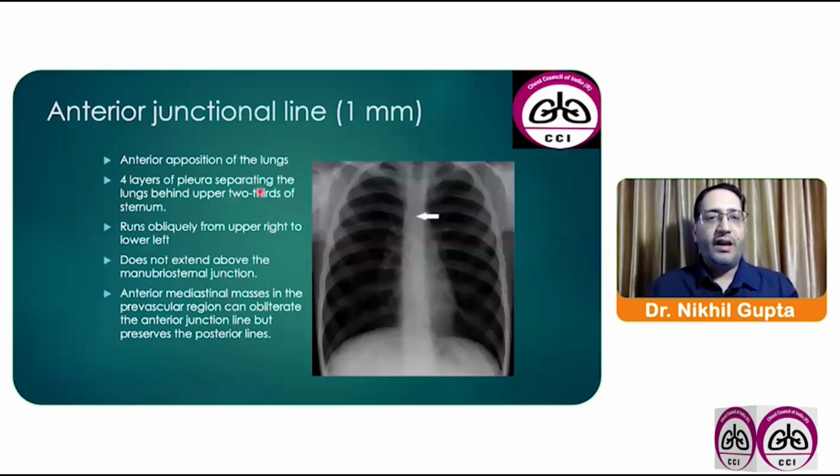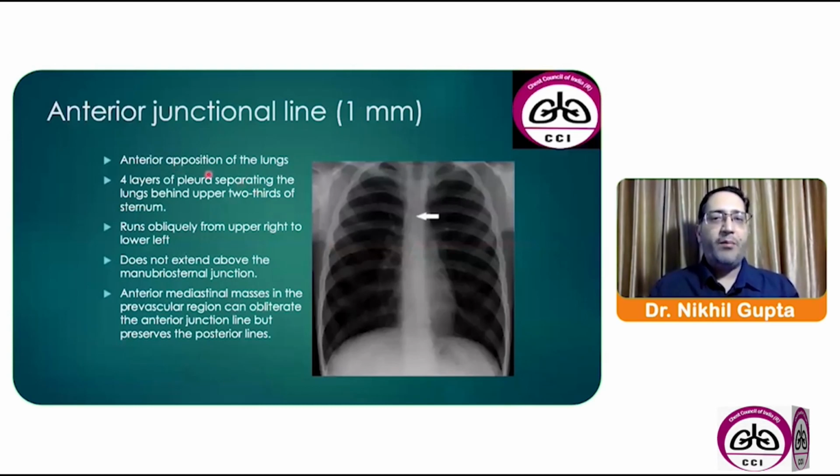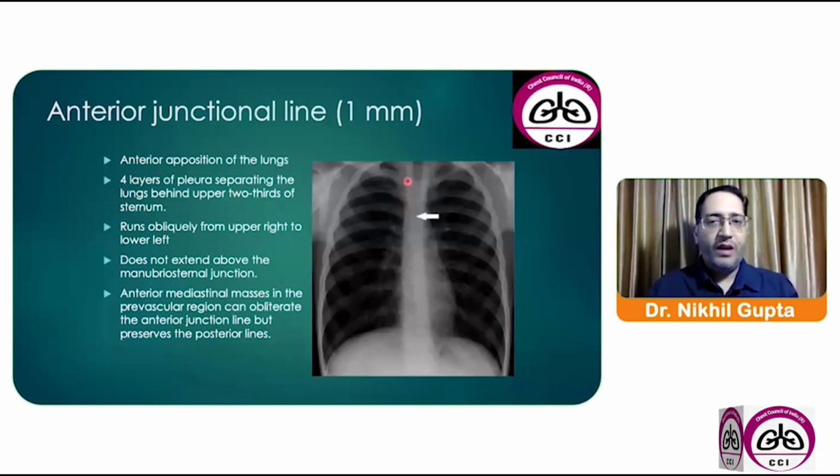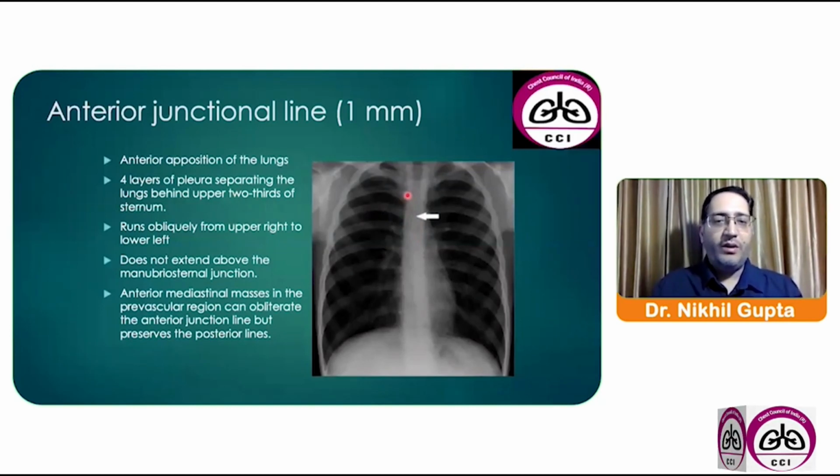Coming to the anterior junctional line. It is the anterior apposition of the lungs. It is four layers of pleura separating the lungs behind the upper two-thirds of the sternum. It runs oblique from upper right to lower left, as seen here. It does not extend above the manubriosternal junction. Anterior mediastinal masses can obliterate the anterior junctional line but preserve the posterior junctional line.